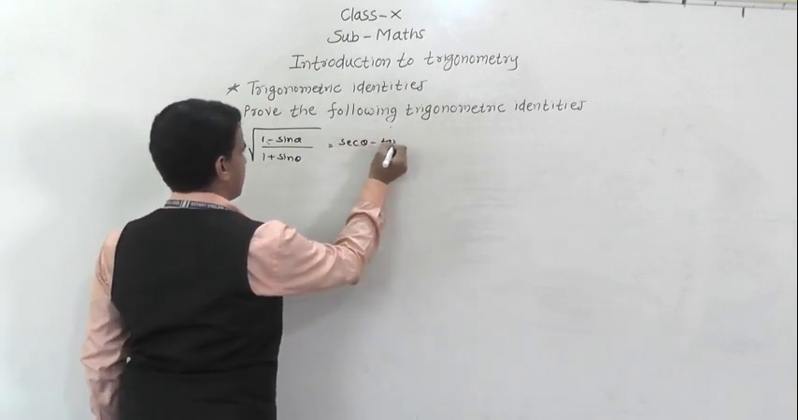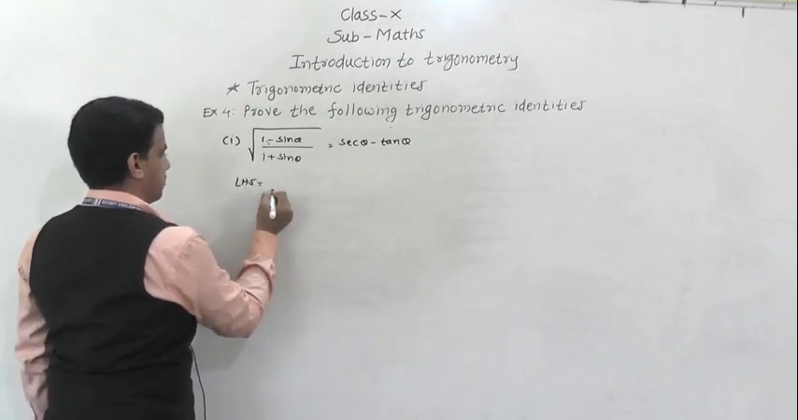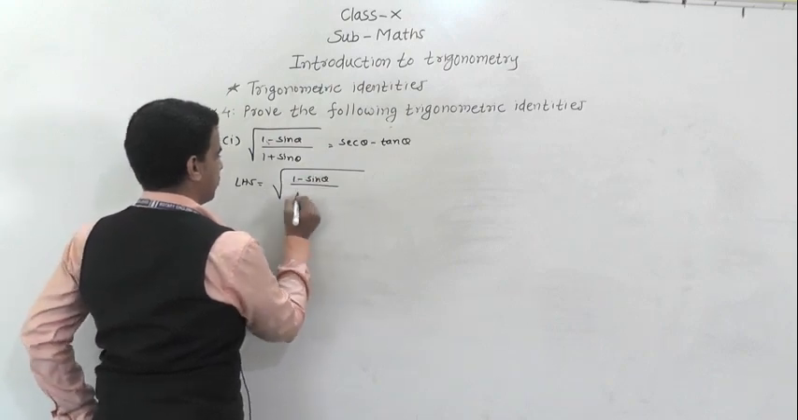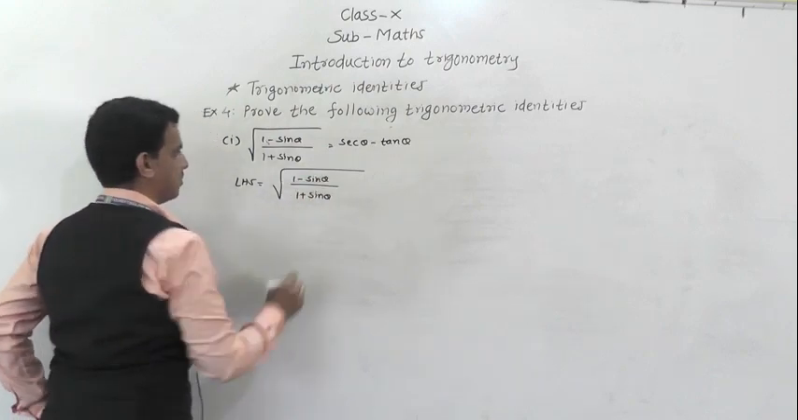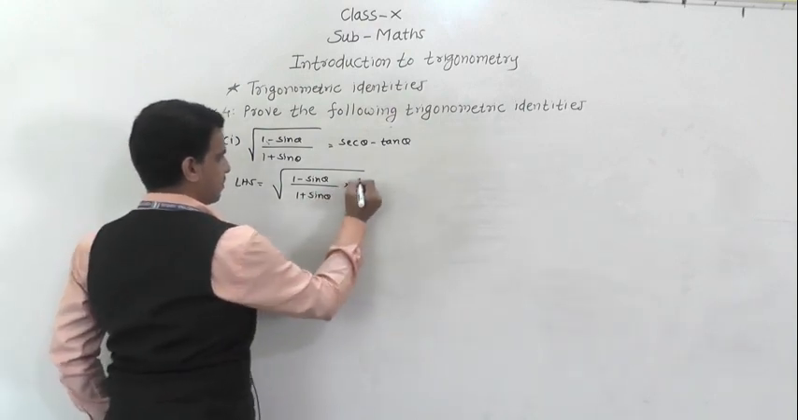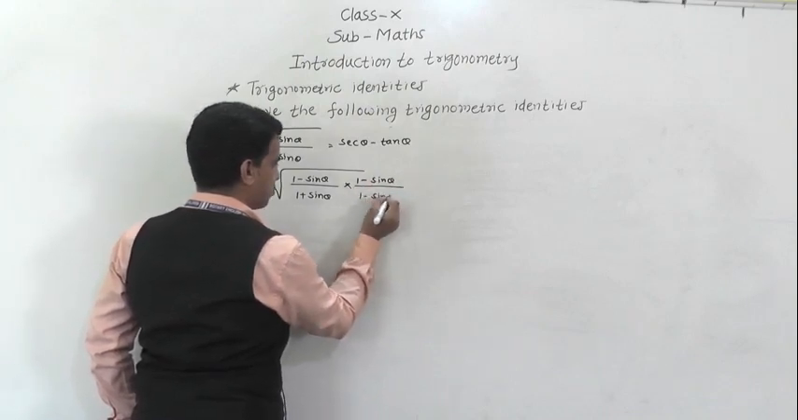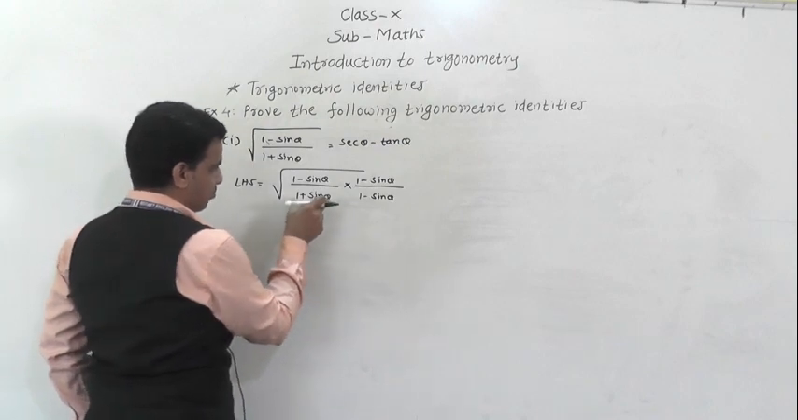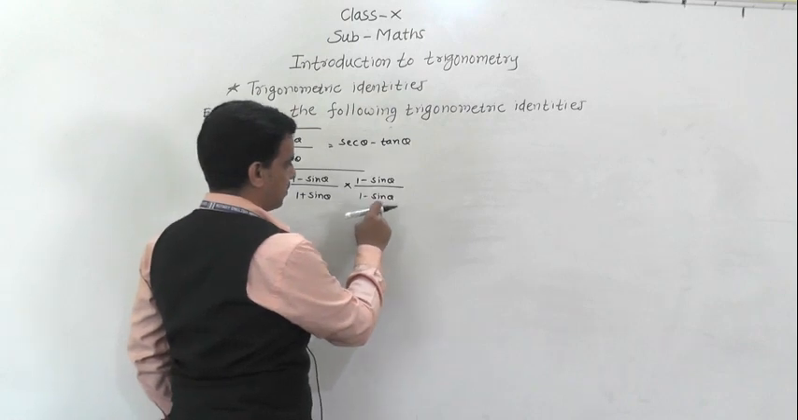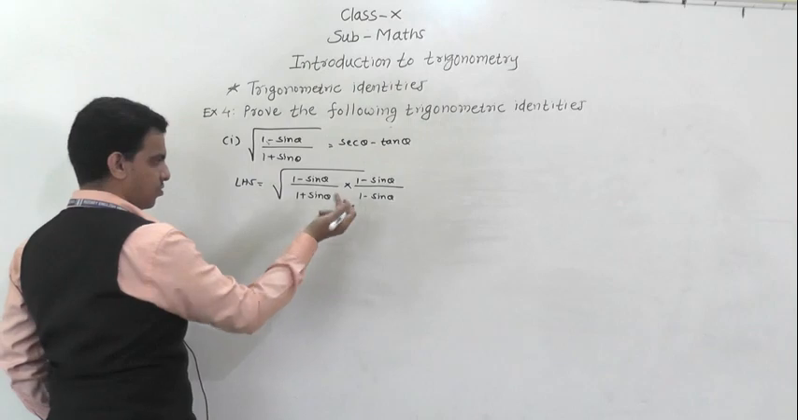Okay, so we will start from LHS. Square root of 1 minus sin theta upon 1 plus sin theta. Okay, so now again same, we have to multiply numerator and denominator by 1 minus sin theta. Because if you multiply this by 1 minus sin theta, the denominator will convert into cos square theta, because 1 plus sin theta into 1 minus sin theta is 1 minus sin square theta, and 1 minus sin square theta is equal to cos square theta.